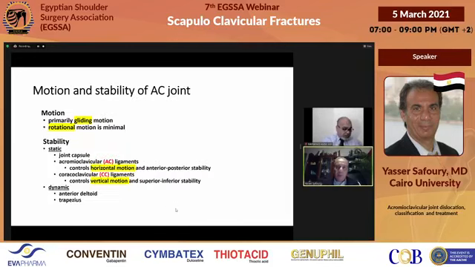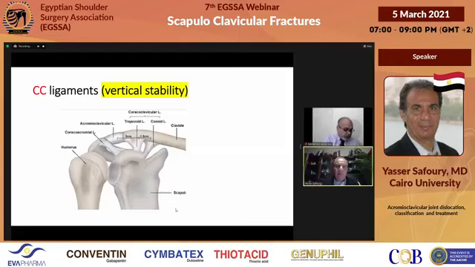There's also motion in the AC joint, which can be gliding or rotation. There are stabilizing structures, which can be static or dynamic. The static ones are mainly the AC joint, which is responsible for horizontal motion and stability, while the CC ligament is responsible for the vertical stability. The dynamic stabilizers are the main big muscles here, the deltoid and the trapezius.